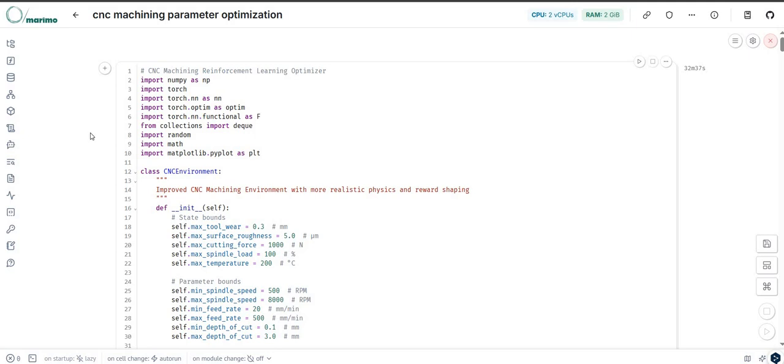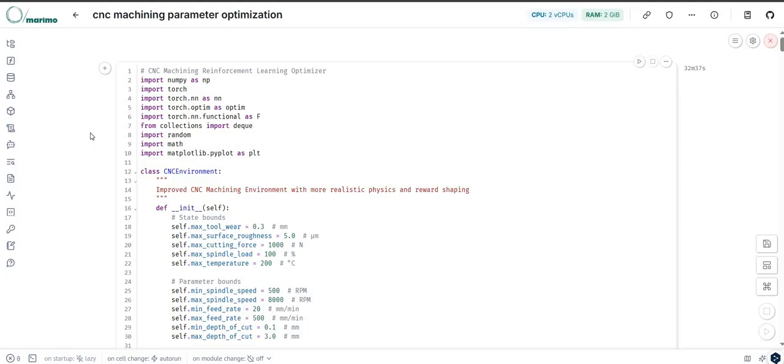Alright, in this project we will build a reinforcement learning system that can adjust machining parameters in a CNC process. What does that mean? It means the agent will learn how to choose spindle speed, feed rate, and depth of cut in a way that balances productivity, surface quality, tool wear, and safety. We will set up a custom environment that simulates how these variables affect forces, temperature, roughness, and tool life.